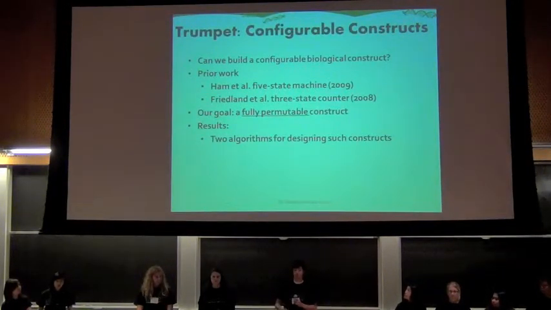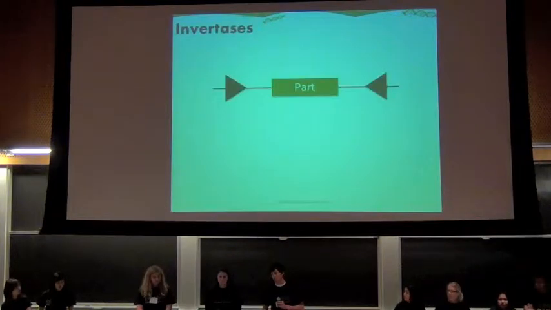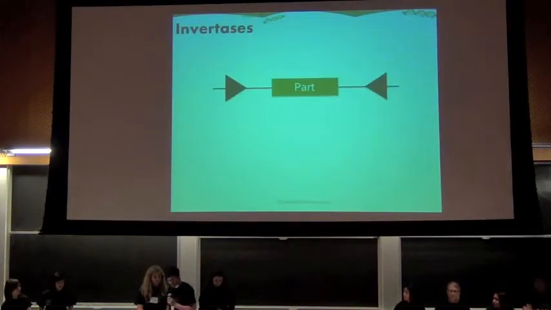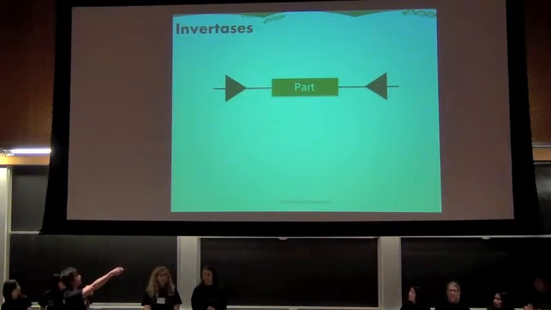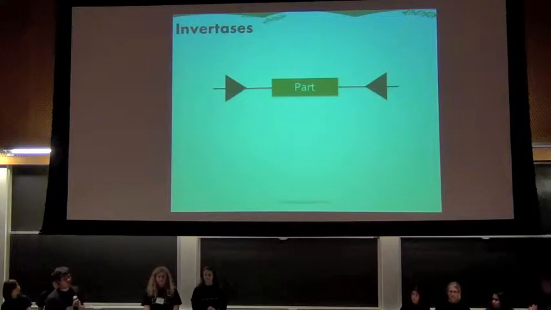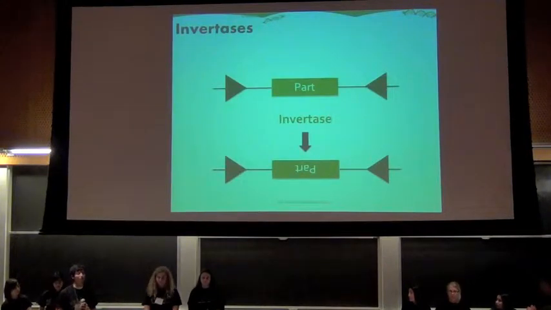After a summer's worth of work, we developed 2 algorithms for implementing such designs. But before going on to discuss these algorithms, let me discuss invertase with you, which we use to reconfigure our construct. Shown here are 2 triangles which represent invertase recognition sites. Invertase, which is a subset of recombinase, will recognize these sites and invert the segment of DNA between the sites, like so. This inversion will effectively turn a part on or off.